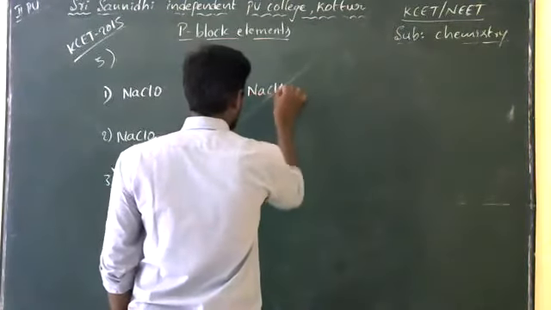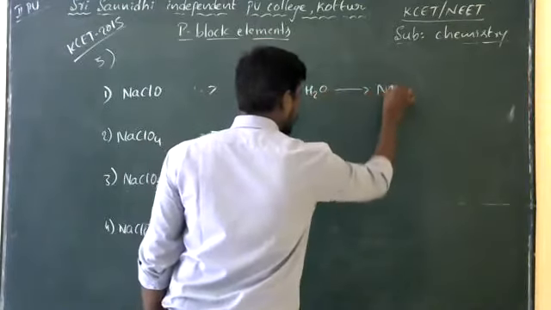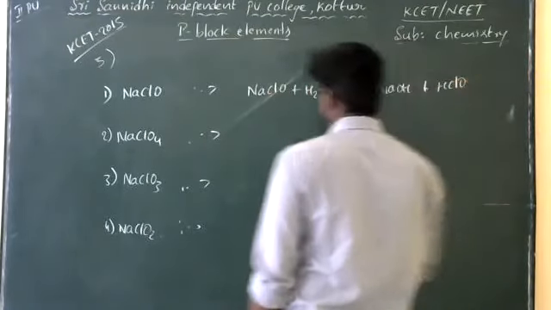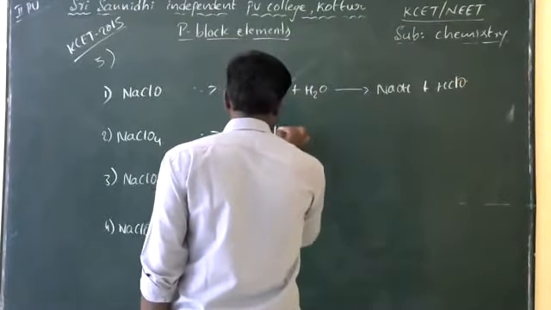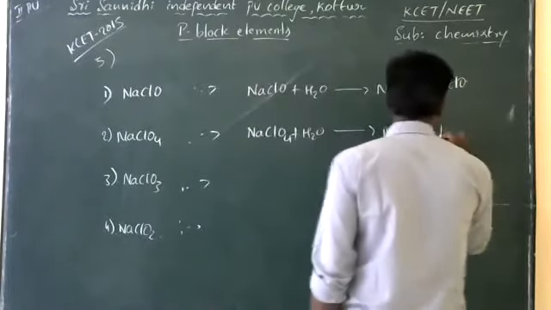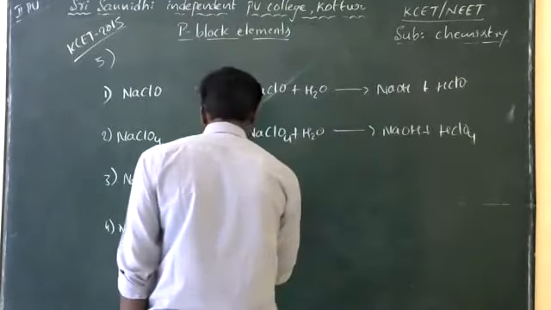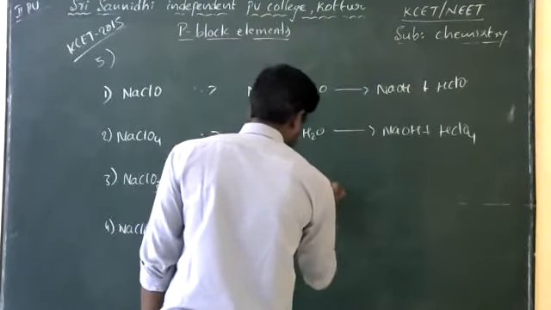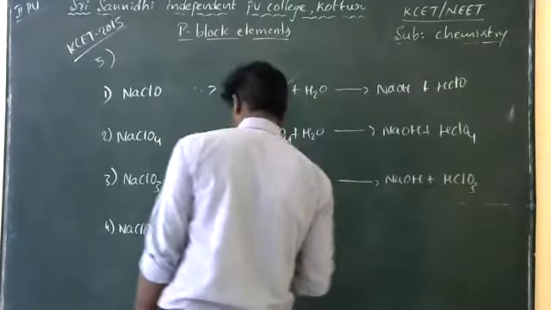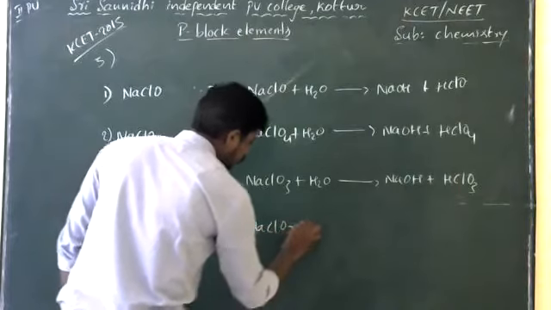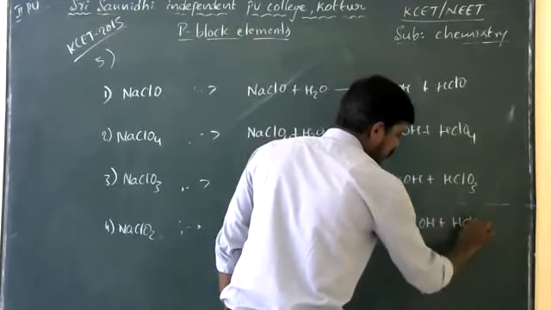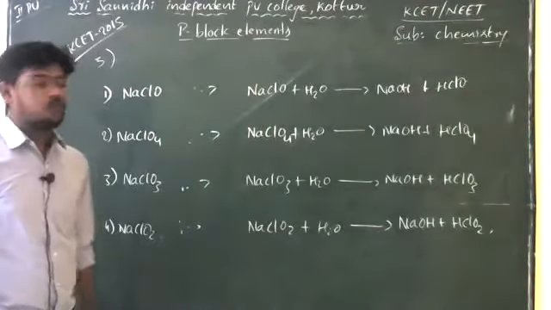So here NaClO is reacting with water to form NaOH plus HClO, where the hydrogen goes to ClO. Next one, NaClO4 is reacting with H2O to form NaOH and HClO4. Next, NaClO3 plus H2O gives NaOH plus HClO3. Next, NaClO2 plus H2O gives NaOH plus HClO2. Okay? So these are all the reactions formed in the hydrolysis of these salts.